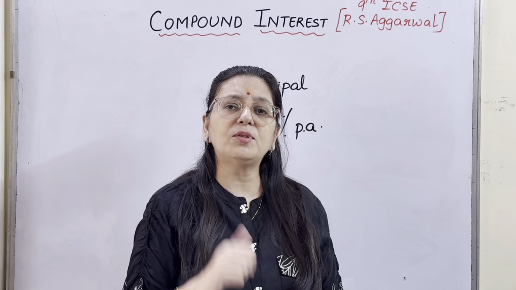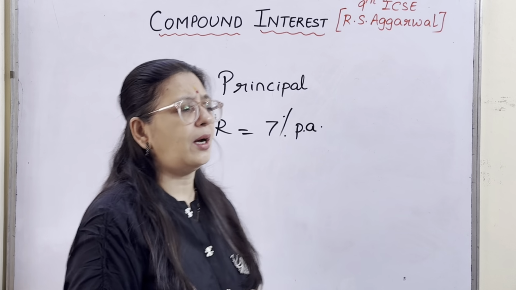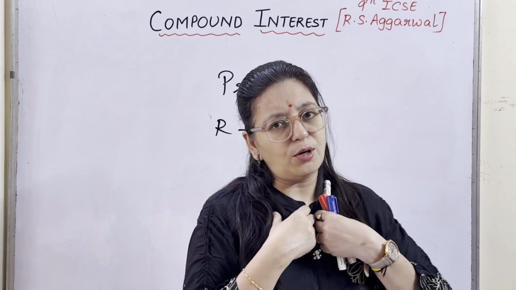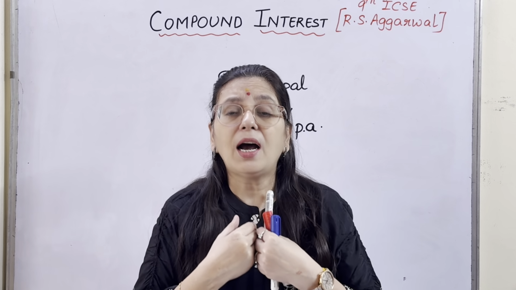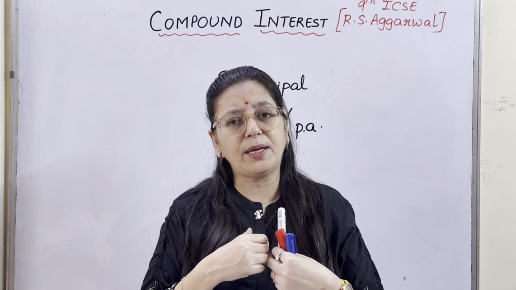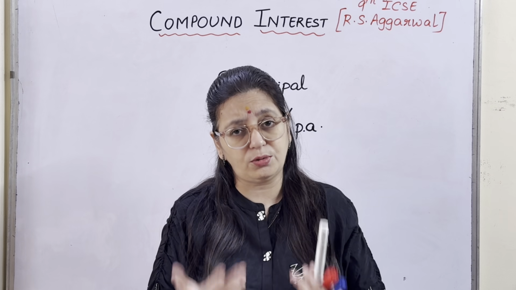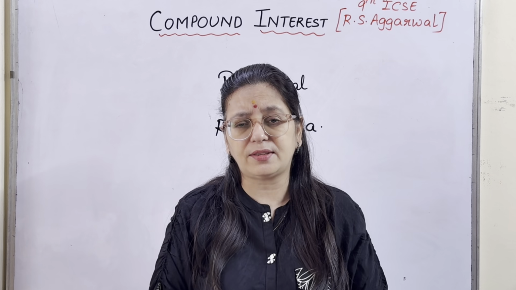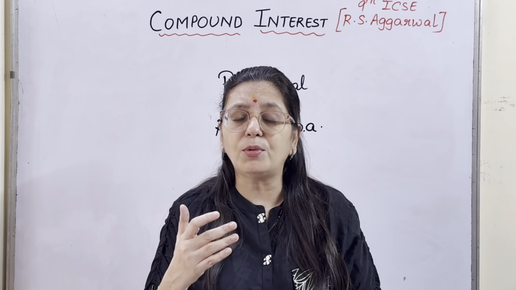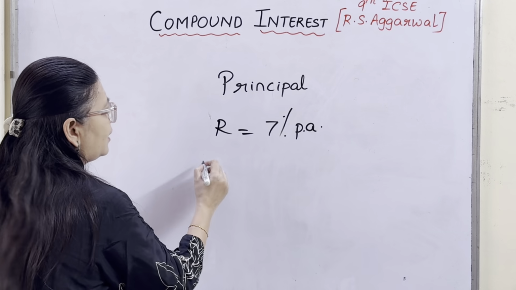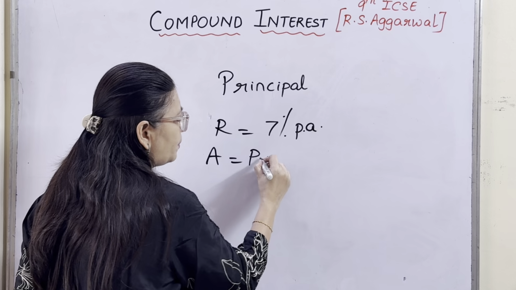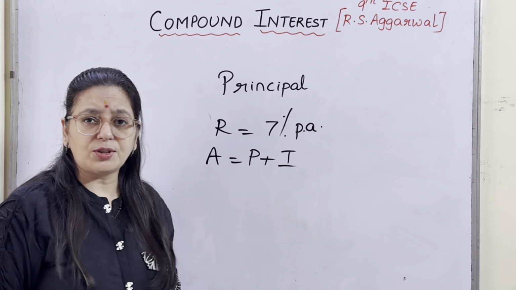Then comes the word amount. What do you mean by amount? Say I borrowed 1000 rupees from her. So I borrowed it for 2 years. After 2 years, I have to pay her the principal, which is 1000 rupees, plus the interest. So that becomes the amount which I have to pay to my friend. So we can say that amount is principal plus interest.